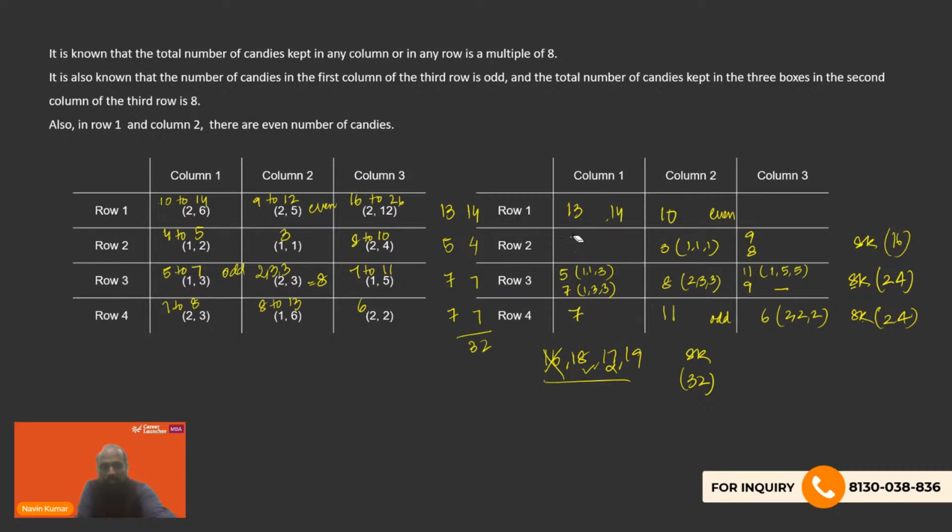And if we have a 13, we can have a 5 here or a 4 here. That forces us to definitely have a 7 in row 3, right? So that means we cannot have a 5 here. So this has to be 7. And this one also has to be 7.